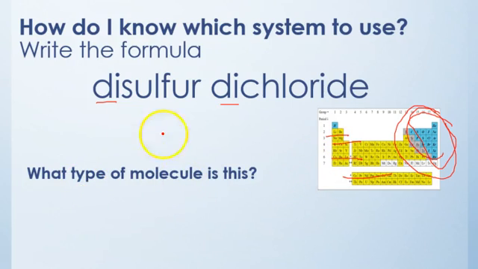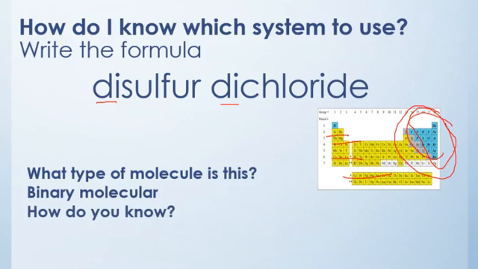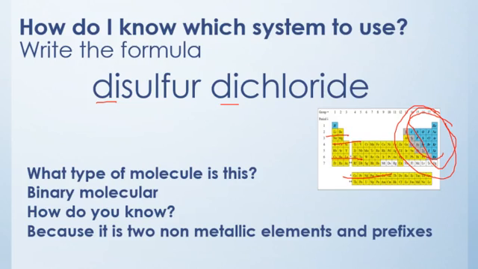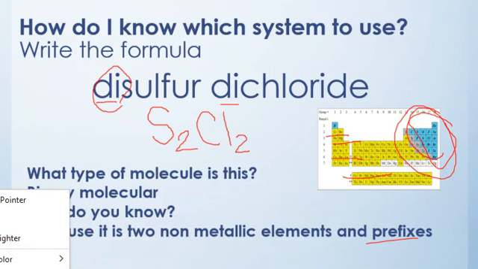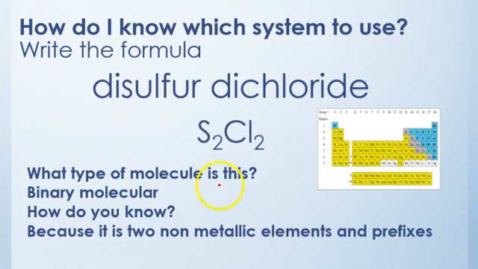So the type of molecule that involves prefixes is binary molecular molecules. Binary molecular molecules are made up of 2 non-metals and utilize the prefix system. So I write the element's symbol, and I know the prefix. It is then a subscript. I write the element symbol, being careful to use an L and not an I, and I write the prefix. So the formula for this compound, after I solve my problem, is S2Cl2.